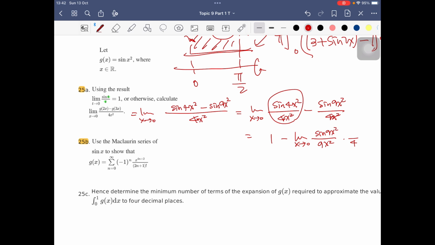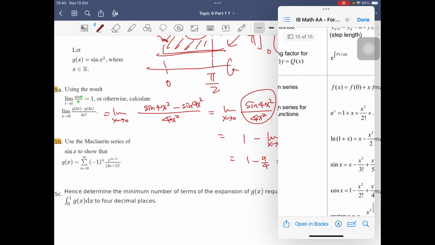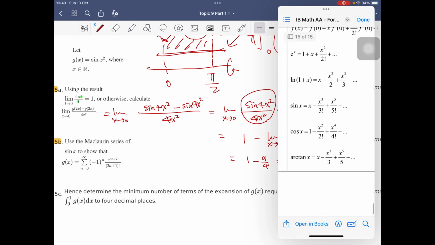And make 9x squared. But this one is just unexpected, so I need to remove it by multiplying on the different side. So like this, 1 minus 9 over 4. So this is a negative 5 over 4. And 25 would be sine x to show that. So this also makes the pattern from here.